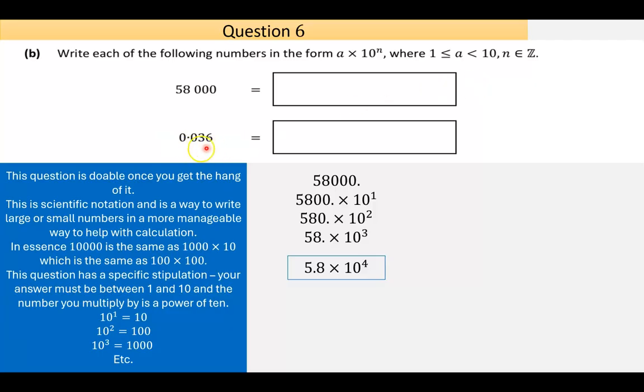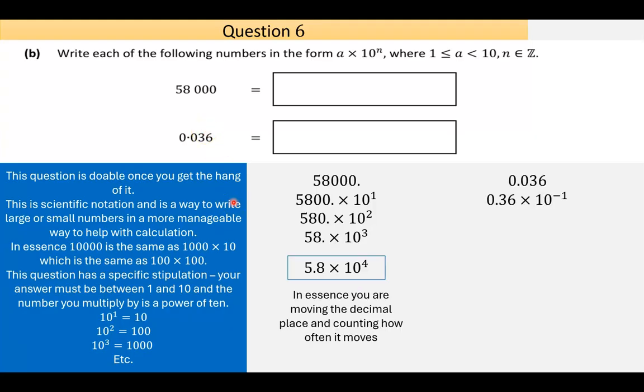Now, what sometimes is more challenging is the 0.036. It's a little bit less obvious. We're going to move it here to the right once, twice, and then we're going to end up with 3.6. So in the notes here, 0.36 by 10 to the minus 1 is the same thing as 0.036. 3.6 by 10 to the minus 2 is your answer. So straightforward enough when you know what you're doing. If you don't, this can bamboozle people, and I fully appreciate that.